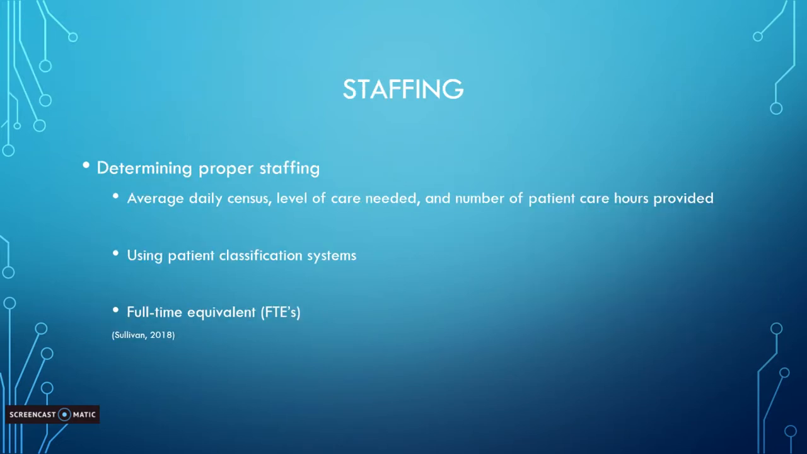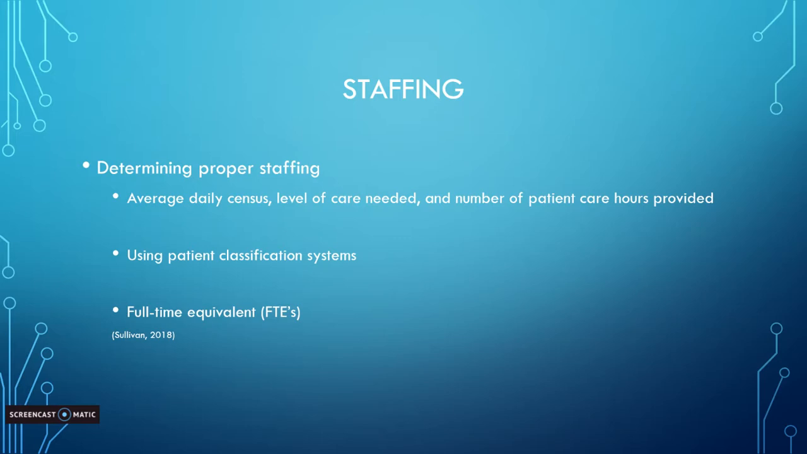First, we're going to talk about staffing. Staffing models are different everywhere you go. They can even differ from floor to floor in the hospital. Staffing is often determined by patient census. Patient census is always changing and changes from day to day and hour to hour. Most often, managers determine staffing by analyzing the average daily census, the level of care the patients need, and number of hours that patient care was provided.